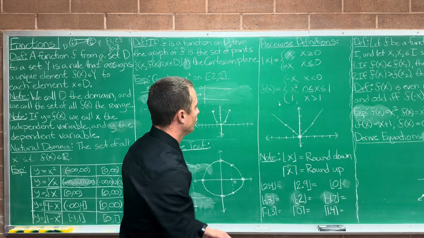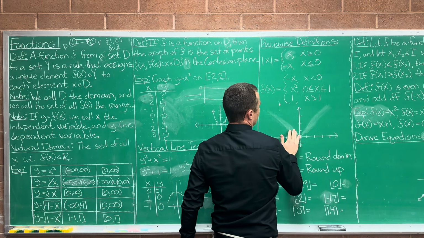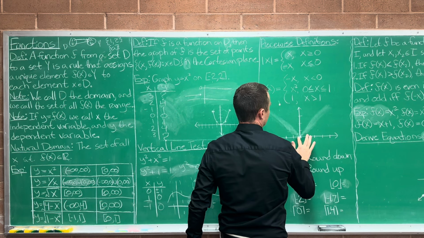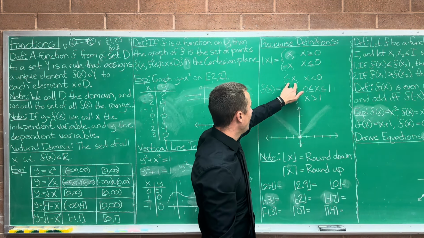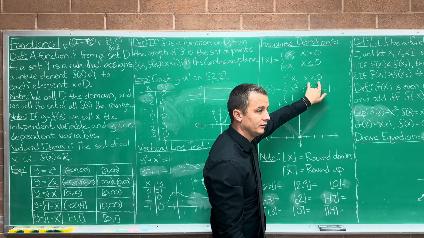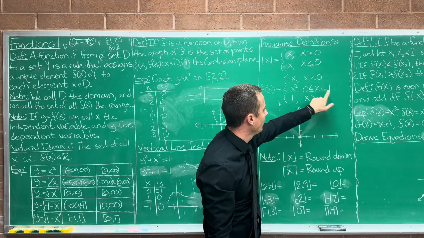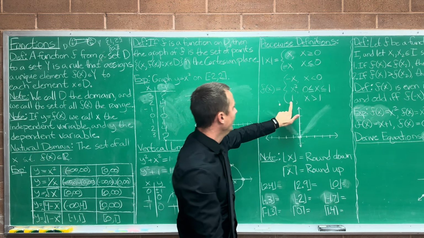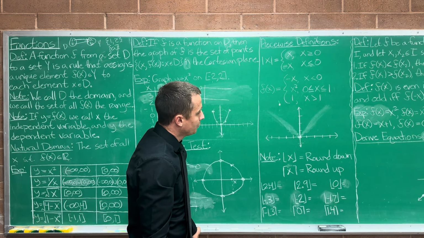Okay, so let's try another one now. Here I'm giving you a piecewise definition, and we're going to try and come up with the graph of this thing. It spits out negative x if x is less than 0. It spits out x squared if x is between 0 and 1, including 0 and 1, and it spits out 1 if x is greater than 1. Okay. All right, so let's just plot some points.